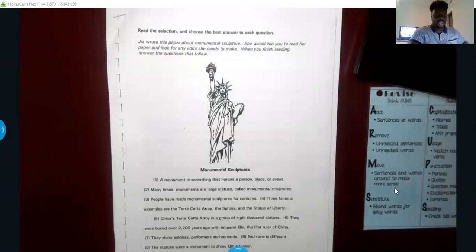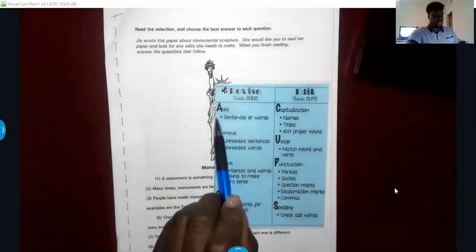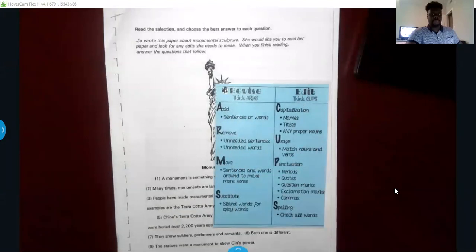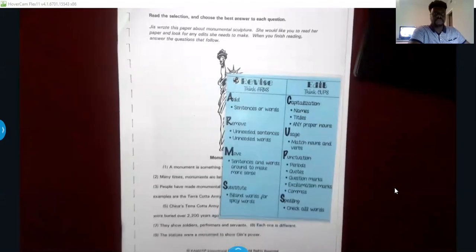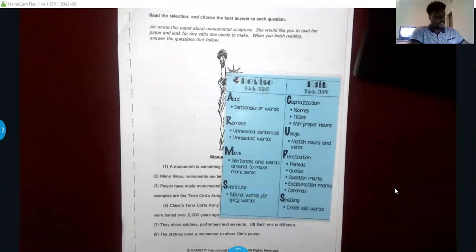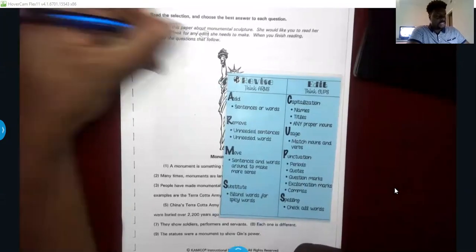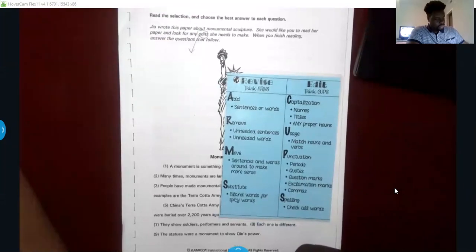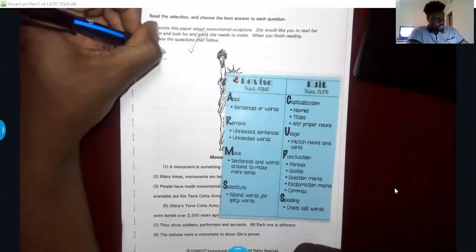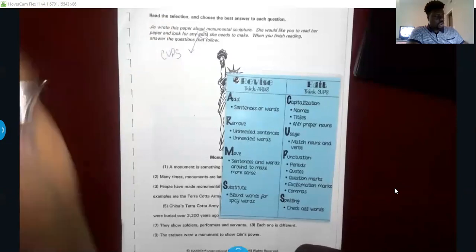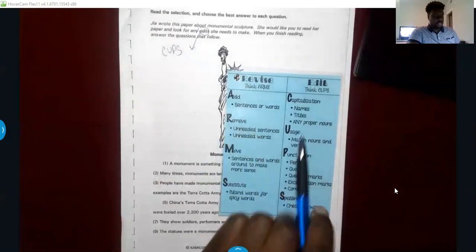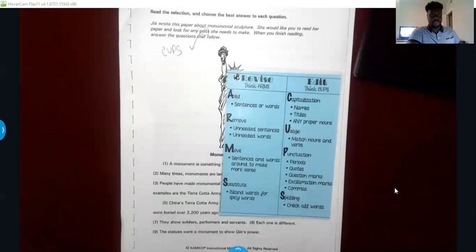What's our key word there to let us know if we are doing revising arms or editing cups? If you said any edits, you are correct. So seeing that we're making edits this week, we are doing cups. So all of your questions are going to be answering something to do with capitalization, usage, punctuation, or spelling. All right.